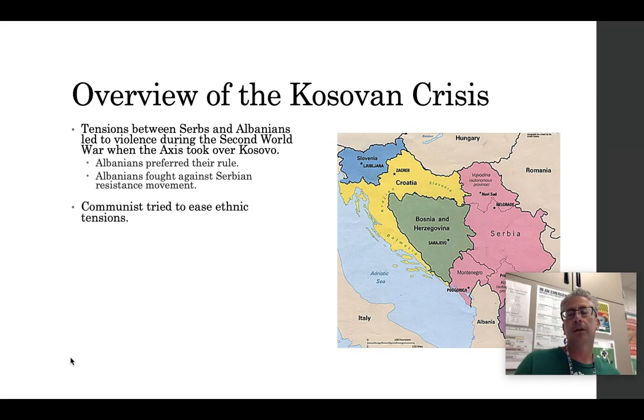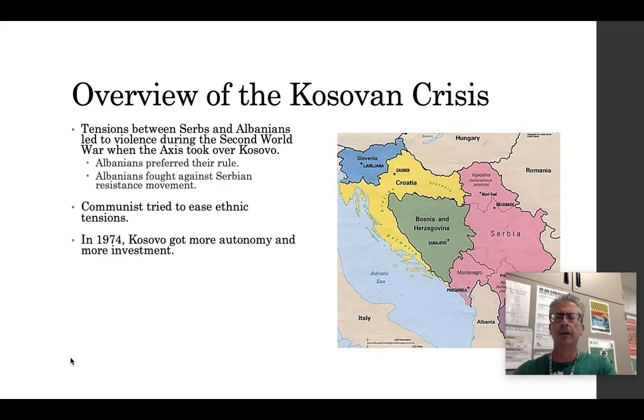After the war, Yugoslavia turned to a communist state. And during the communist era, the communists tried to ease ethnic tension. And usually what that means in a communist state is any opposition voices are going to be suppressed, either through laws or just simply arrest and incarcerate the opposition leaders.